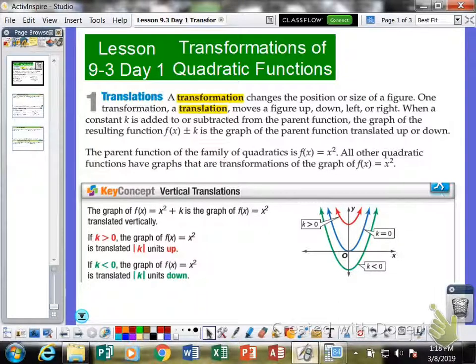So if we add k, or the constant, it's going to move our graph up and down based off of if k is greater than 0. So if we have a number for k that's greater than 0, it's going to move our graph up that many units. It's still going to hold the same shape, it's just going to move up. And if k is less than 0, then it's going to move it down. So this is just there for your reference.